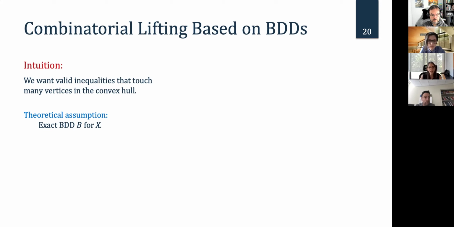The main idea here, again, is related to the convex hull. We want to create valid inequalities that touch as many points on the convex hull as possible, like the little triangle I drew before. For the theoretical results that follow, we assume that we have a BDD that exactly represents X.